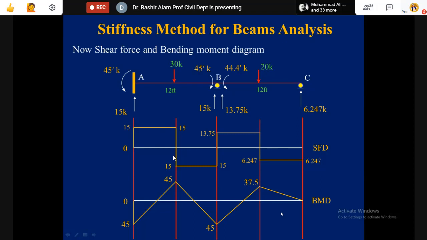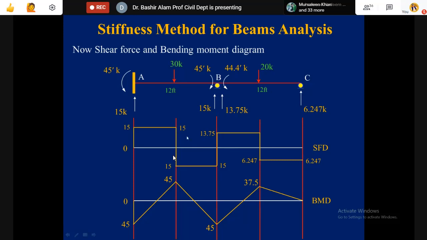Once you know the support reactions and the member actions, you should be able to draw the shear force and bending moment diagram while looking at the externally applied loads and the member actions found. You should be able to do it. And look, this is important. It should be roughly to the scale. I don't want to see this 13 higher than this 15 now. Roughly, if you see, it is showing to the scale.